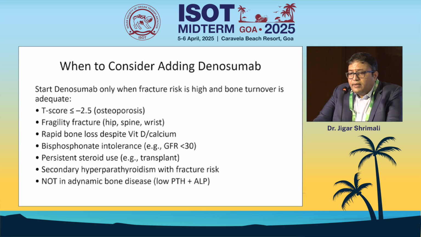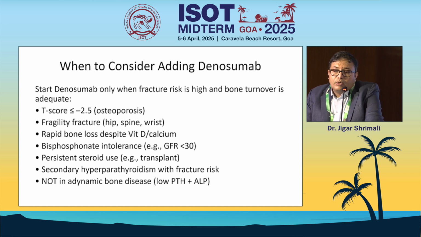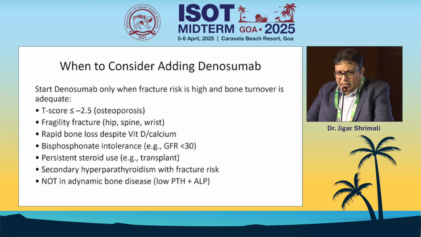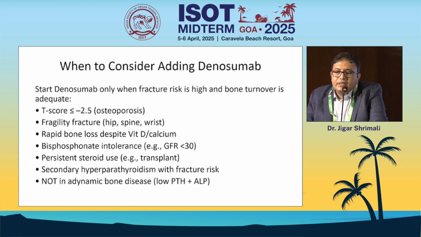So, to summarize, when to consider denosumab: when the fracture risk is high and the bone turnover is adequate, with a T-score less than or equal to -2.5. Frailty and fracture risk are there. Rapid bone loss despite vitamin D or calcium supplement. There is bisphosphonate intolerance or contraindication, with GFR less than 30. Persistent steroid use requirement. Obviously, in the case of transplantation, there is secondary hyperparathyroidism, not hypoparathyroidism, with significant risk of fracture. As we discussed, adynamic bone disease is the contraindication for that.